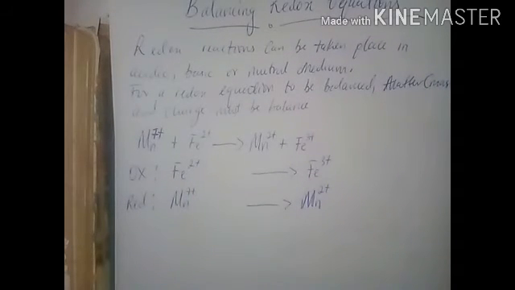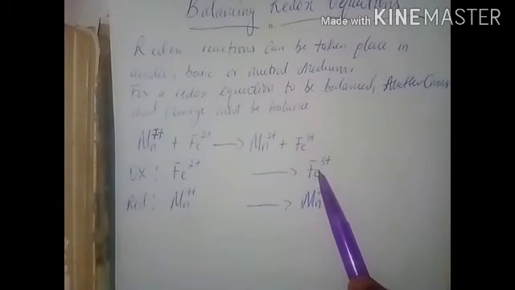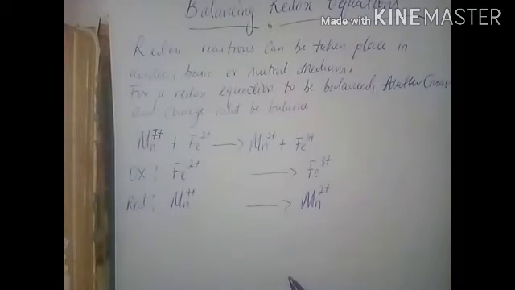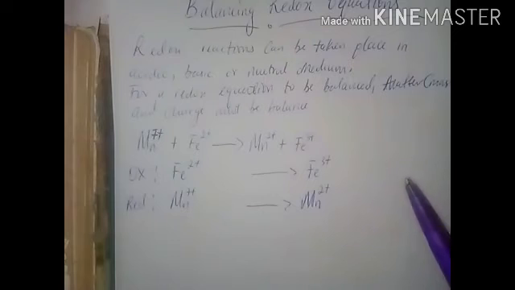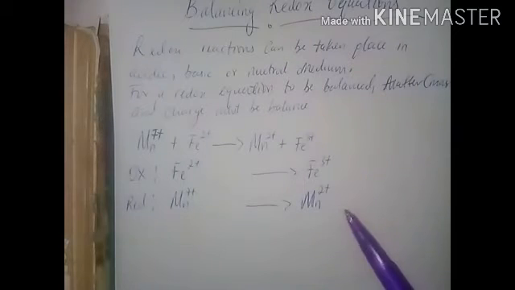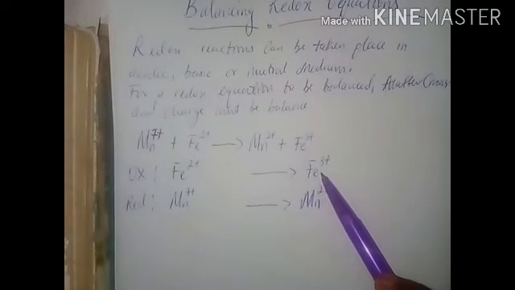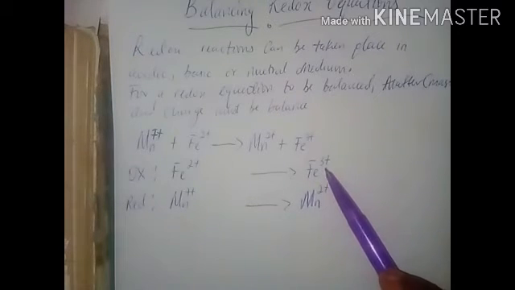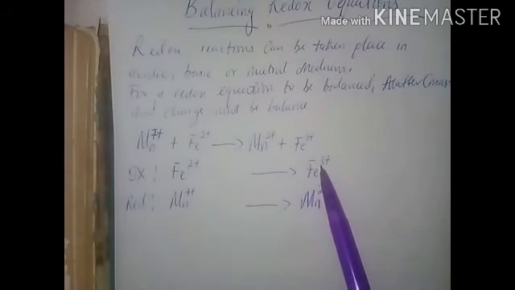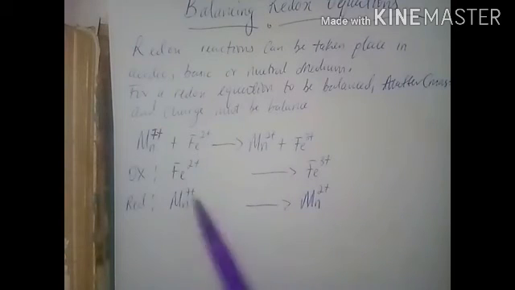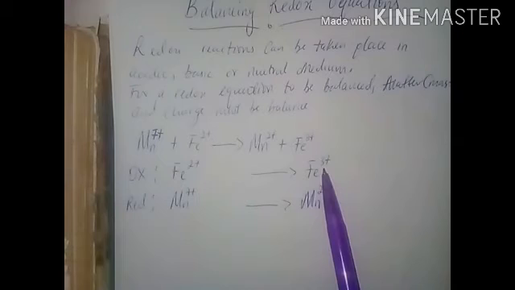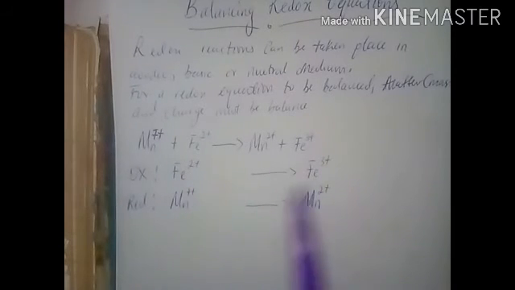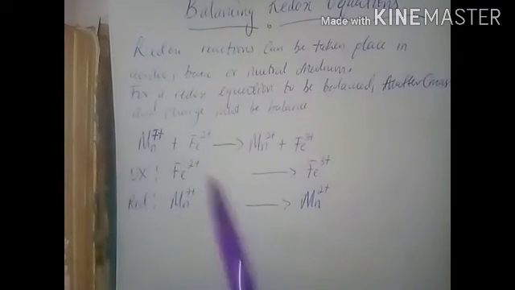So we have to balance the charge, and the only thing we can do is to add electrons, and we add the electrons to the side with the more positive charge. The number of electrons we add should be equal to the difference in charge between the two sides. When you look at it, the difference is 3 minus 2, which is equal to 1.